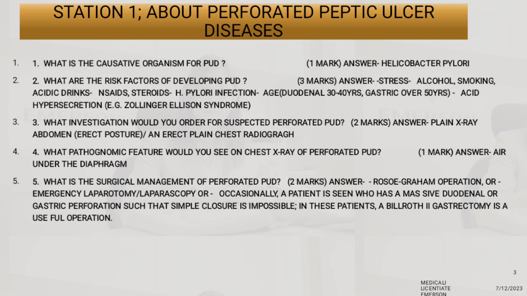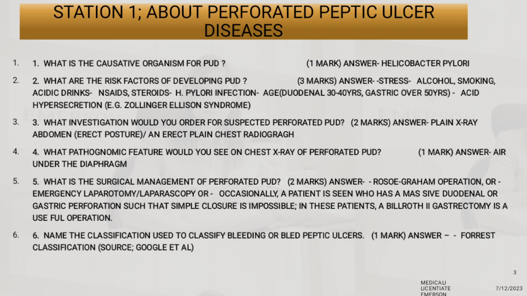Then surgical management. For surgical management of perforated PUD, we can have a Graham patch operation, or you can say emergency laparotomy or laparoscopy. Or occasionally the patient is seen who has a massive duodenal or gastric perforation, such that simple closure is impossible. In these patients, a Billroth 2 gastrectomy is a useful operation. So that's some of the surgical management. It's not just one.